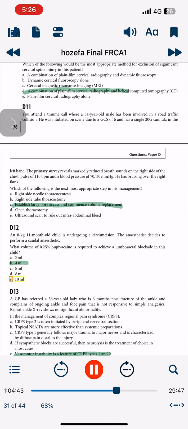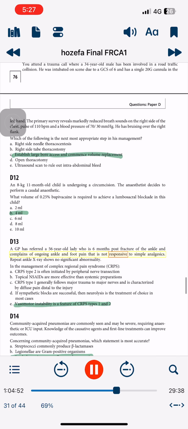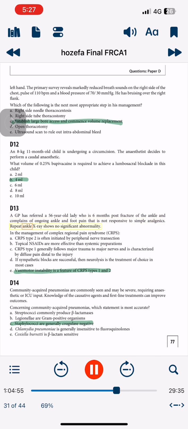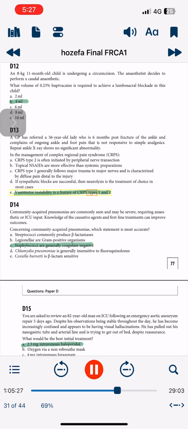D13. A GP has referred a 56-year-old lady who is 6 months post-fracture of the ankle and complains of ongoing ankle and foot pain that is not responsive to simple analgesics. Repeat ankle X-ray shows no significant abnormality. In the management of complex regional pain syndrome, CRPS: vasomotor instability is a feature of CRPS types 1 and 2.